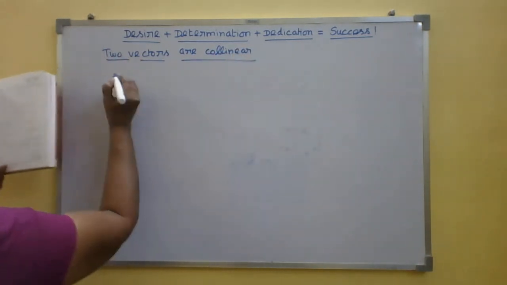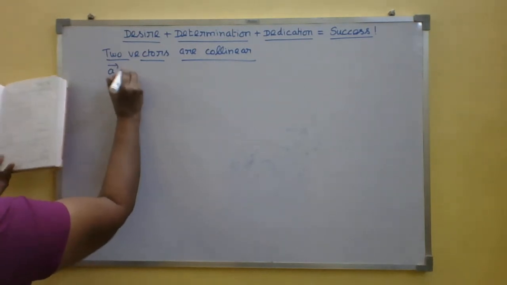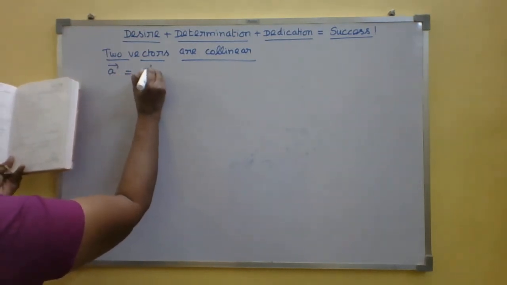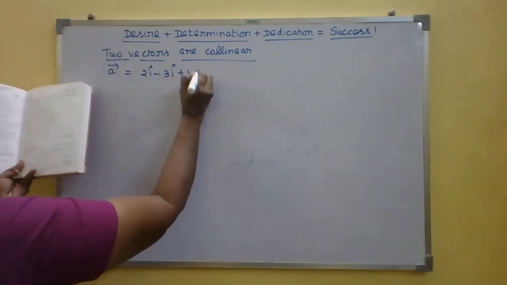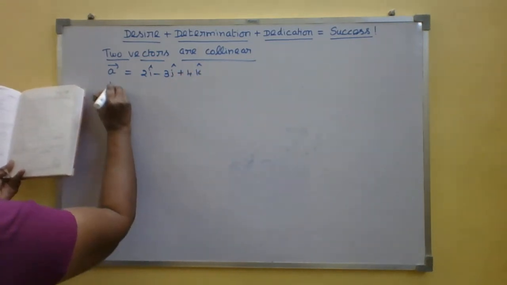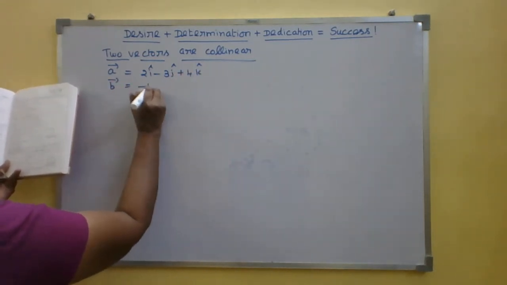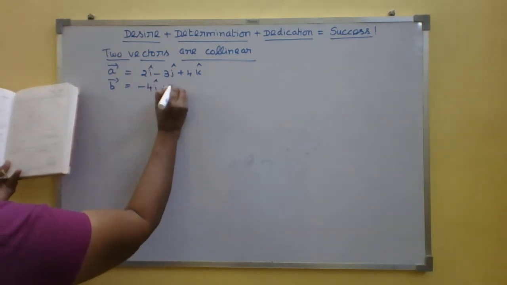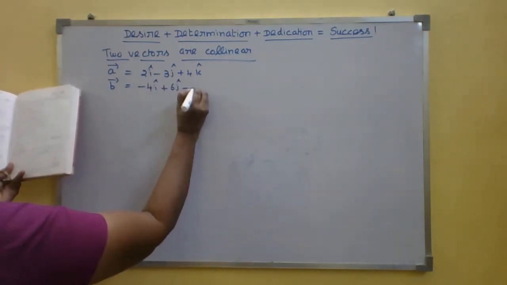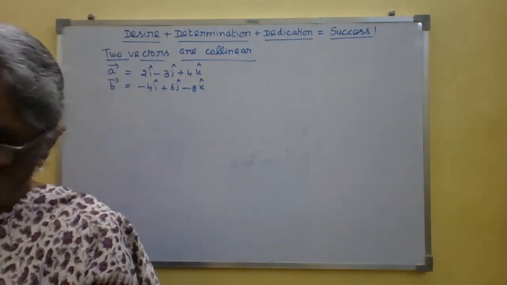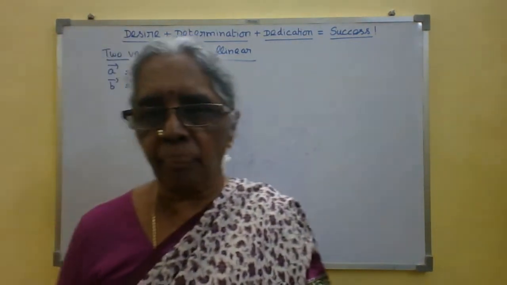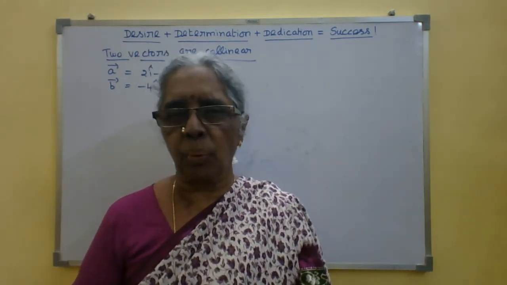They have given you two vectors. Let A vector be equal to 2i cap minus 3j cap plus 4k cap. Let B vector be equal to minus 4i cap plus 6j cap minus 8k cap. You want to prove the two vectors are collinear. Actually, there are two methods to prove it.